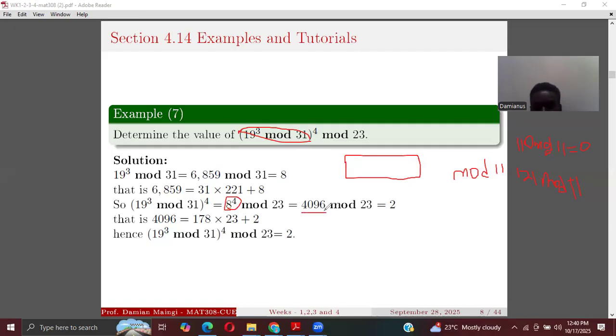So 4096 mod 23 just means if you divide this number by 23, what will be the remainder? It turns out that when you divide 4096 by 23, the quotient will be 178 and the remainder will be 2. So that means, going back to the whole original question, the value of that whole thing is 2. This is interesting because you reduce numbers that look very complicated to very simple numbers, all right? So there you have one nice example.